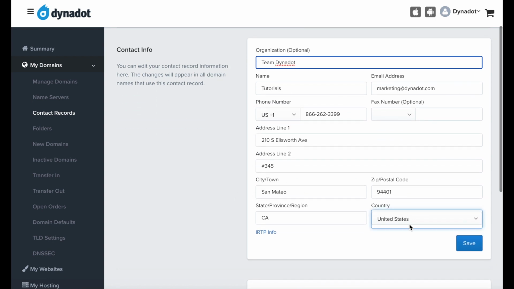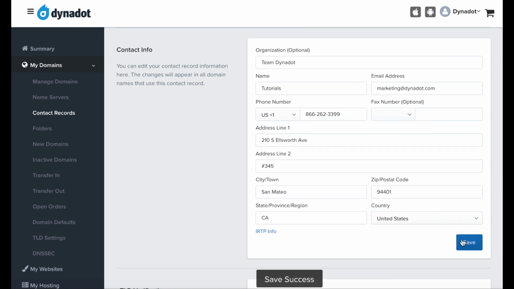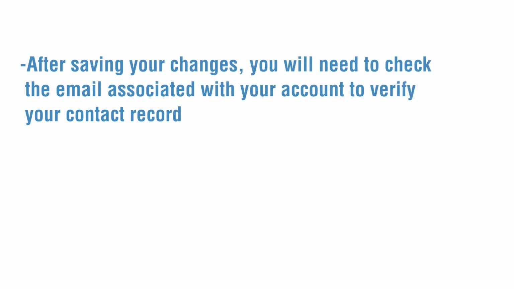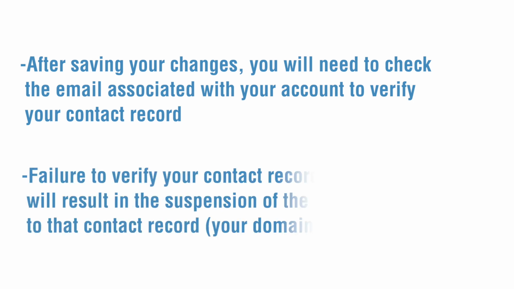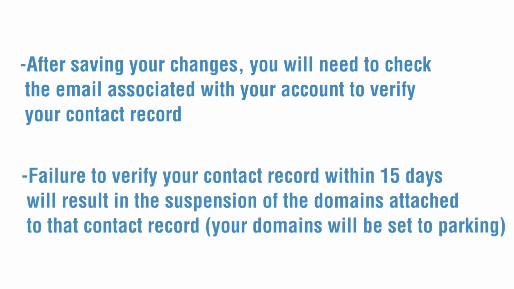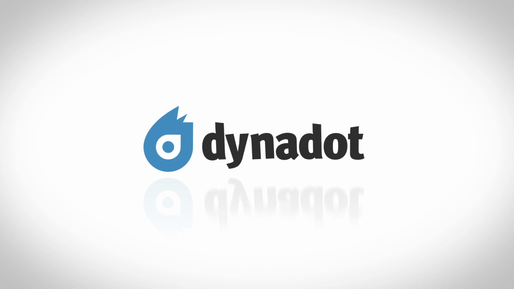changes. It's important to note that after saving your changes, you will need to check the email associated with your account to verify your contact record. You will receive a contact record Whois verification email from accounts@dynadot.com to your Whois registrant email. Failure to verify your contact record within 15 days will result in the suspension of the domains attached to that contact record, and your domains will be set to parking.